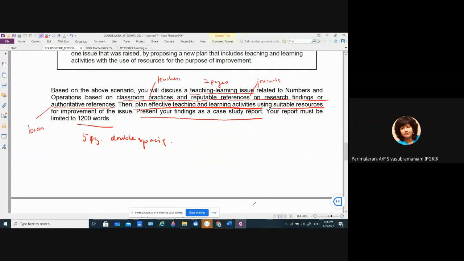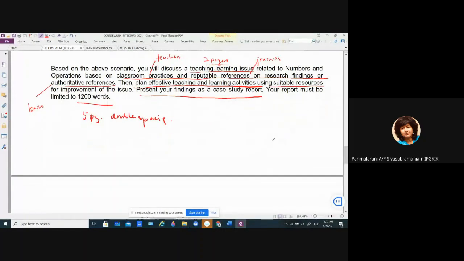Any questions? Madam, is the 1,200 words for both the issue and the overcoming? Yes, everything. If you have 5 pages, use 2 pages for the issue. Another 2 pages, you explain the teaching and learning plan with the resource. Then on the last page, you explain how you tested out your activity and what you got. That's all, 5 pages. It looks quite big, but actually it's not very big.